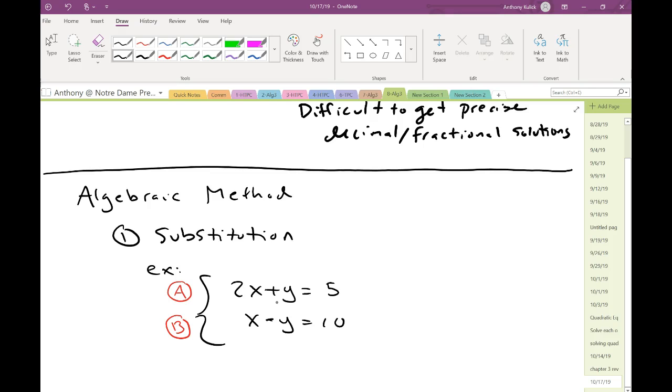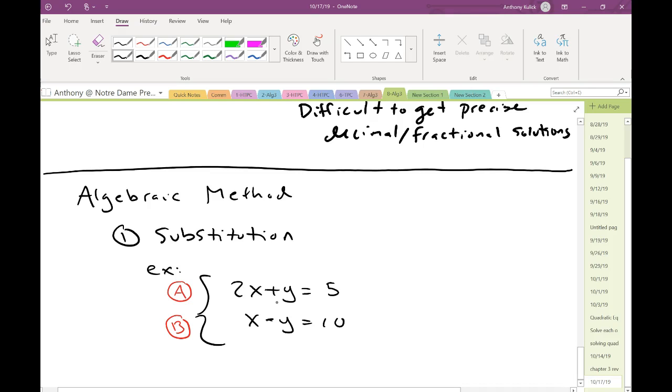Now, does it matter which equation I choose and which variable I choose? No, not in strict mathematical terms. In practical terms, can I make this problem much harder or easier depending on my choices? Yes. And that's what I want to take a moment and talk about here.